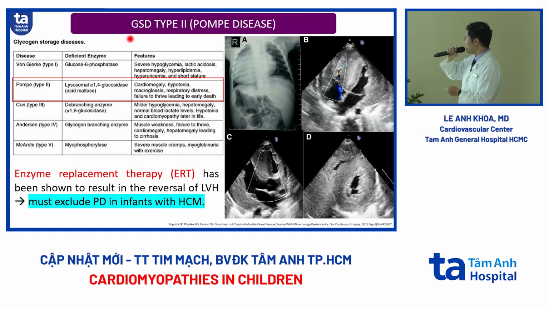There are 5 types of GSD here, but only type 2 affects the heart. Enzyme replacement has been shown to result in the reversal of left ventricular hypertrophy. So we must exclude Pompe disease in infants with HCM. These are the images of HCM in a baby with Pompe disease.